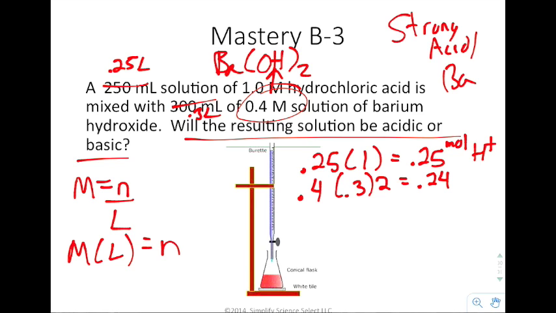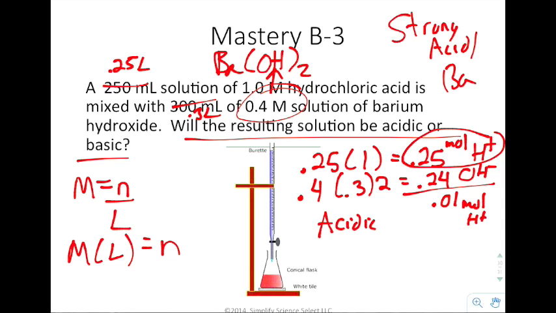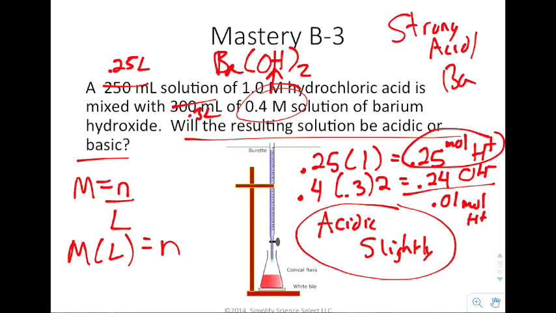So whenever you do that, which one is more? You have more OH minuses or more H pluses, and if you were to look at it, you would still have more H pluses present. So this solution would be considered to be acidic. But because it only has 0.01 mole more, it is only going to be very, very slightly acidic. So the pH is going to be very, very close to neutral.